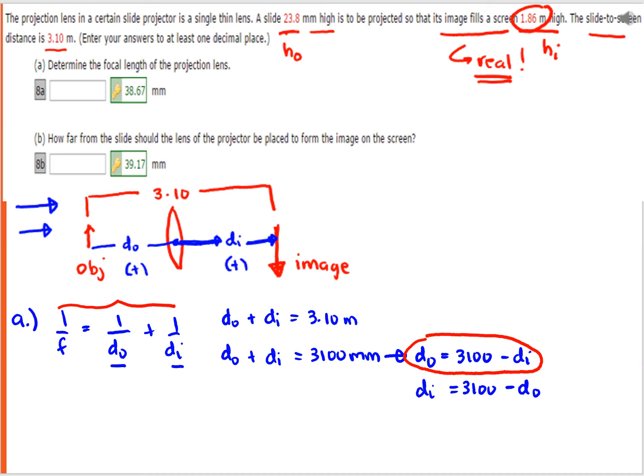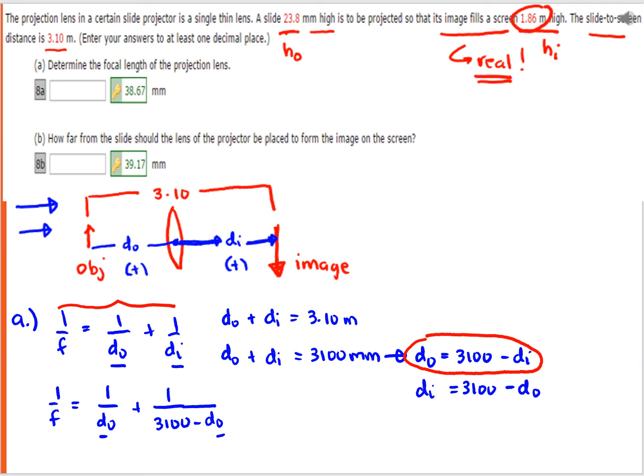So we will now use this expression to substitute in this original equation that we initially have. So we are going to now have 1 over F is equal to 1 over DO plus 1 over DI, which is 3,100 minus DO.